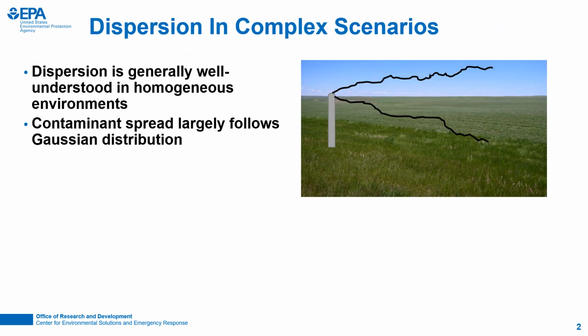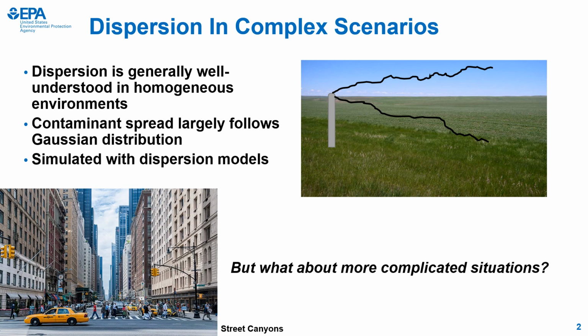The dispersion of a released effluent or any sort of airborne substance is rather well understood for homogeneous environments, such as the one you see here on the right. Most dispersion research has been studied over flat and grassy fields with limited obstructions. In these cases, a release source is usually represented as a stack or chimney and can be expected to disperse in a near Gaussian fashion downwind. Dispersion models are commonly used to estimate the downwind concentration of a plume, although these can vary in complexity.